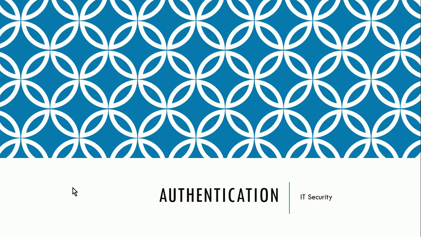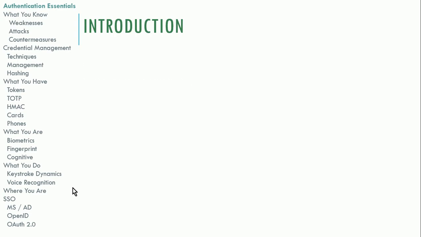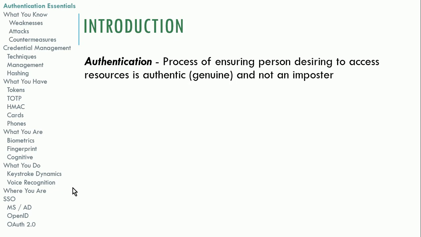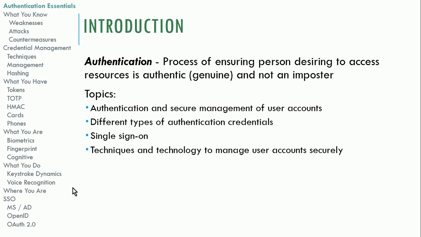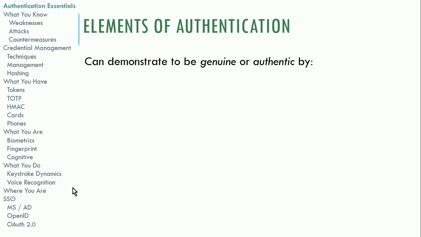So we're going to talk about how we do this in IT security and some of the technologies that we use, and also some of the vernacular. So again, authentication is the process of making sure we know who someone is. And in this unit, we're going to talk about secure management of user accounts and all the different types of authentication. We're also going to touch on single sign-on towards the end, which is an important concept in most modern IT infrastructure.